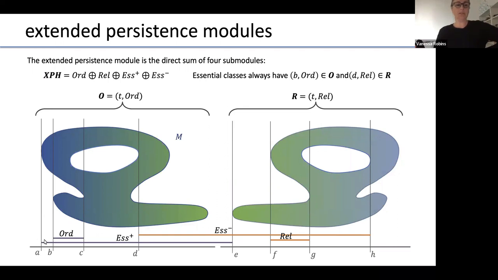So the essential zero cycles, this one is born at A and then it dies when the relative homology starts collapsing out the connected component here.